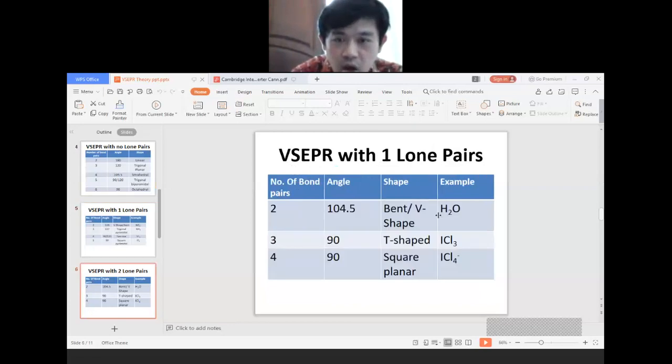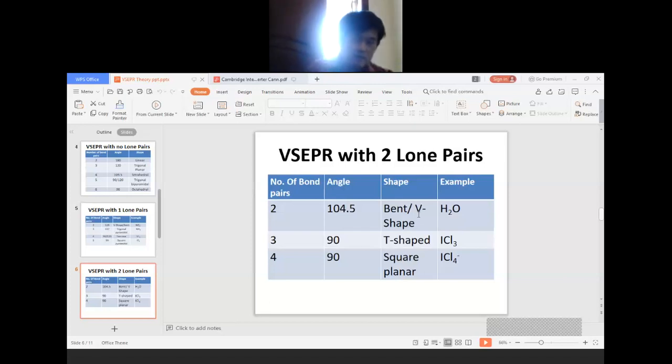So with the previous one, 119 is V shape, and then 104.5 is also V shape. So what does it mean here? A level wants us to learn by heart the V shape for specific molecules is 104.5. How do we know which specific molecule? We have to draw dot and cross diagrams and tell how many bond pairs and how many lone pairs.